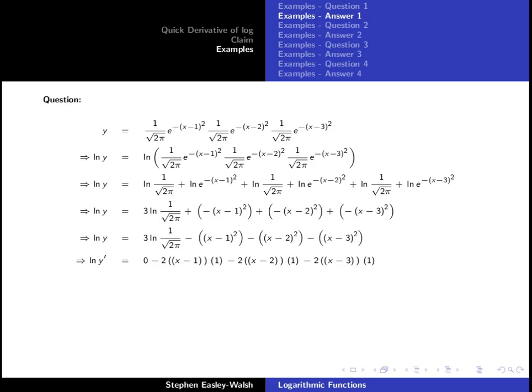Dividing everything by minus 2 and we have 0 equals 0 plus (x minus 1) plus (x minus 2) plus (x minus 3). Grouping similar terms together, we have 3x equals 1 plus 2 plus 3. That is, x equals 2.